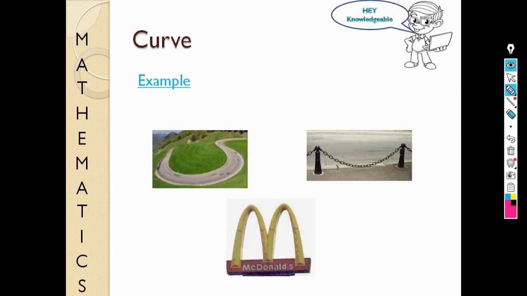So here are some real life examples of curves. If you see, this road is not straight, this is a curve. In the same way, this chain is also not straight, so we can call it a curve. In the same way, the symbol for McDonald's is not straight, so we can call it a curve.